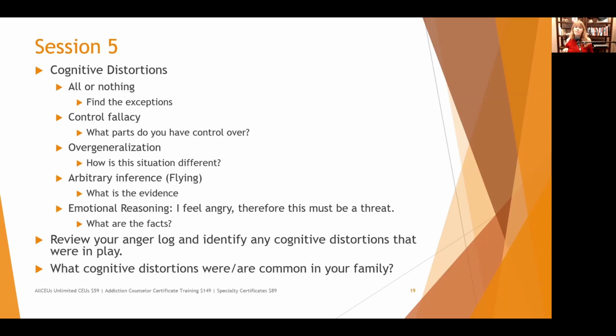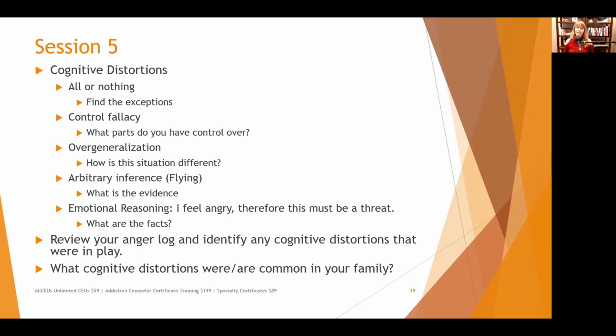Arbitrary inference means making assumptions without having all of the information, and this can also be called emotional reasoning a lot of times. If people feel afraid of flying, then they may say, I feel afraid to go on a plane, therefore flying must be dangerous, instead of starting with the facts and then deciding whether it's a threat or not.